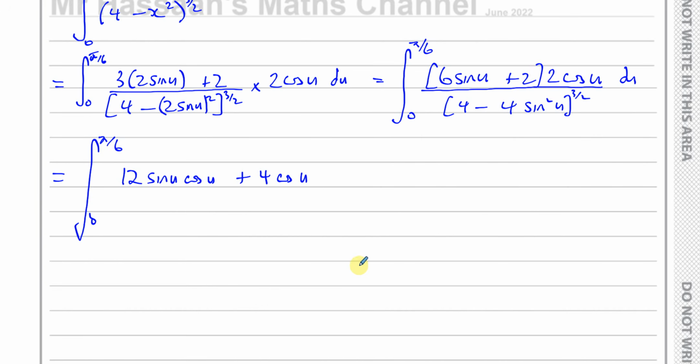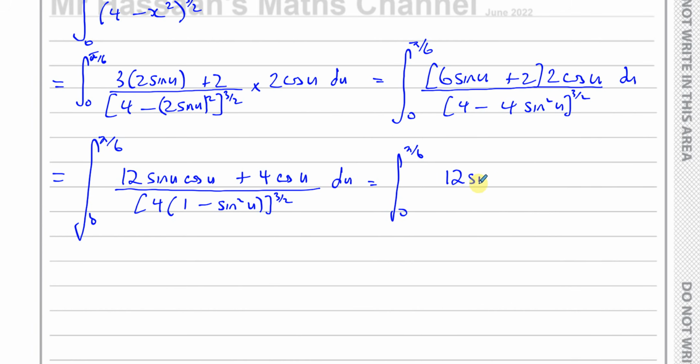So far so good. Over, and now what I can do here is take out a 4 as common from these two terms, and then I'll be left with 1 minus sine squared u, and all of this is to the power of 3 over 2. That's the same as 4 minus 4 sine squared u, and that's all integrated with respect to u. So now I'm going to have from 0 to pi over 6 again. I'll keep this as it is because there's not much we can do with that: 2 sine u cosine u plus 4 cosine u.